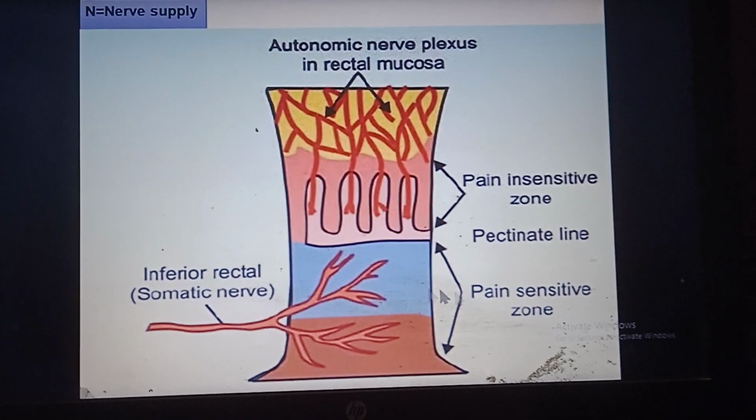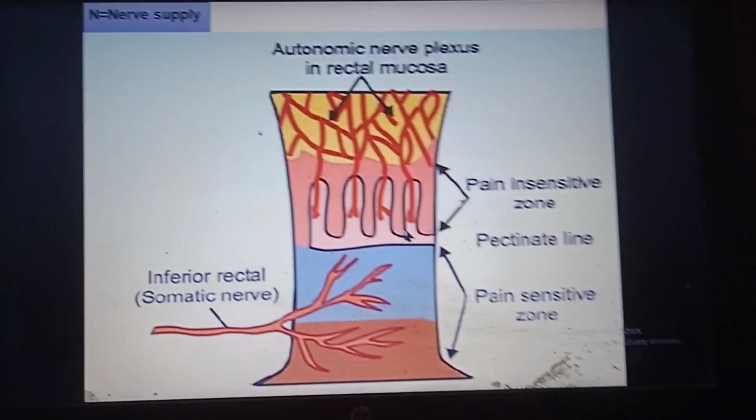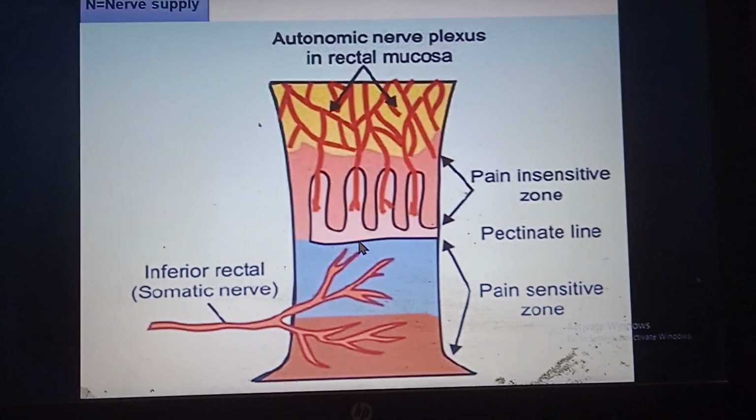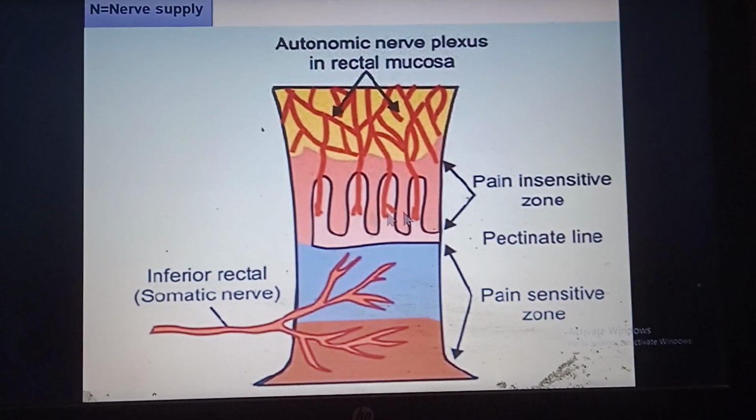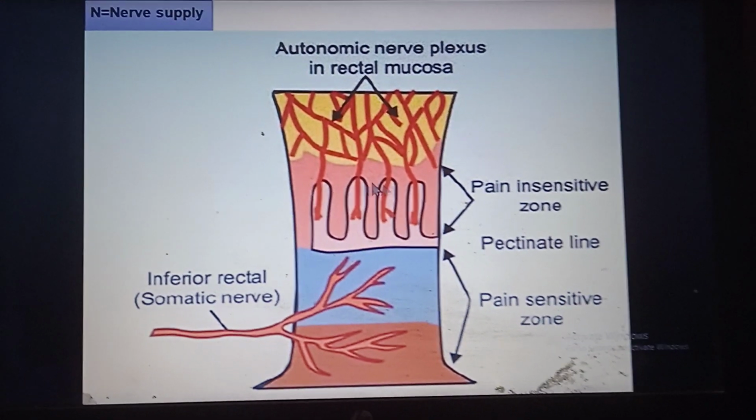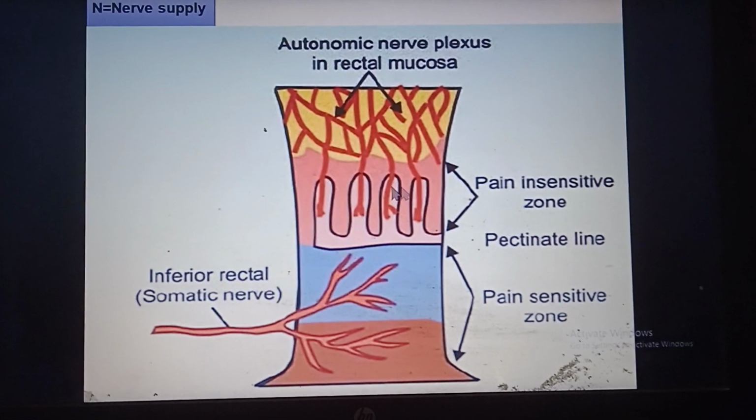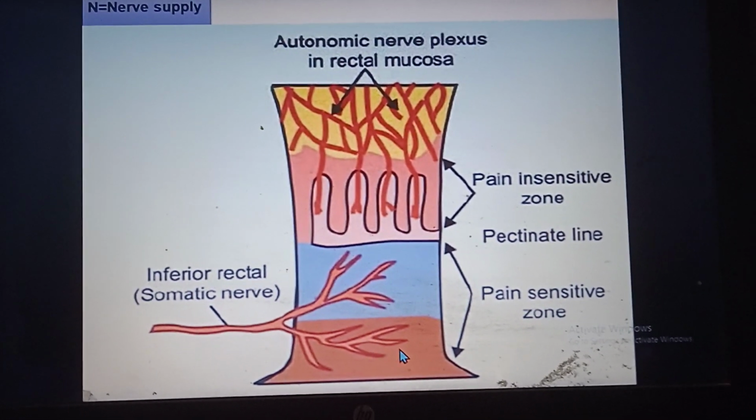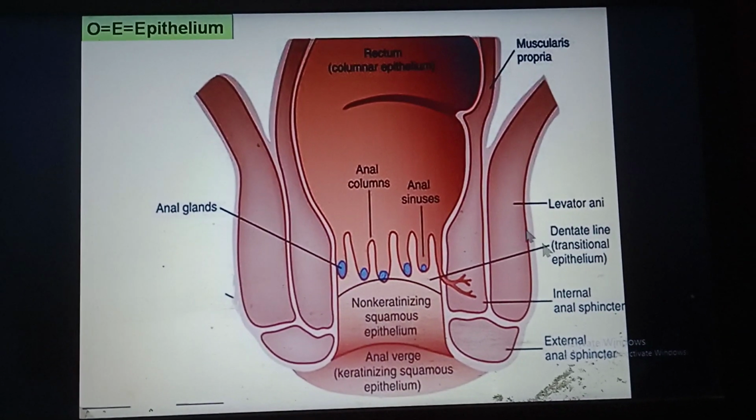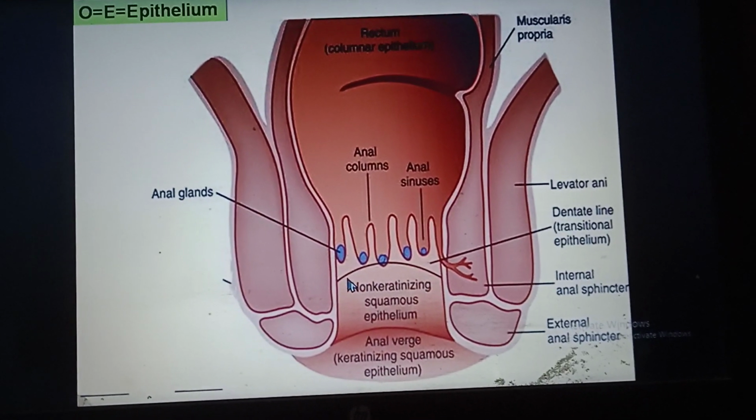And for nerve supply, pectinate line, VOLCANO. Pectinate line and above, it is supplied by autonomic nerves, and below it is supplied by somatic nerves. The reason why above it is painless and below it is painful. O very much sounds like E, so epithelium.